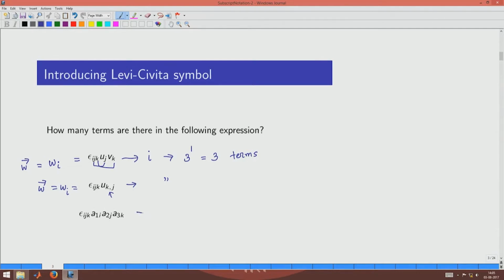The third expression, if you see, the 3 indices are all matching. The first index i is matching with this, and then j is matching here, and then k is matching here, which means that there are no free indices here, which means that this will have only one term because the number of free indices is 0. So, 3 raised to the power of 0 is 1. So, there is one term, and what this symbol means will also be evident shortly.